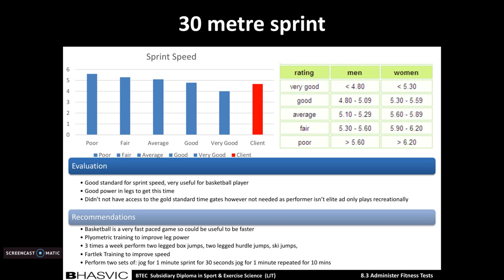I have given the routine of two-legged box jumps, two-legged hurdle jumps, and ski jumps, 30 sets of 4, and fartlek training to improve speed. Perform 2 sets of jogging for 1 minute, sprinting for 30 seconds, and jogging for a minute, repeated for 10 minutes. By doing plyometric and fartlek training, it will improve his speed, which is a key element to basketball as it's a very end-to-end high-intensity game.